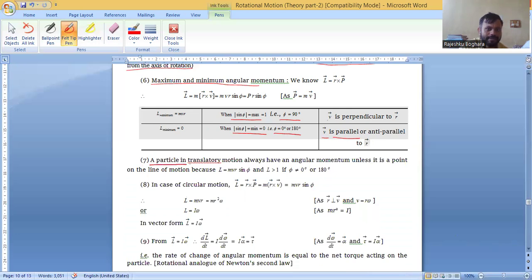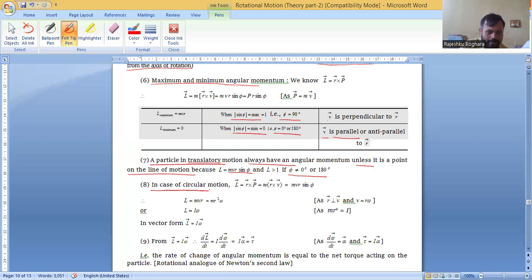A particle in translatory motion always has an angular momentum unless it is a point on the line of motion, because L equals mvr sin phi, and L is greater than 0 if phi is not equal to 0 or 180. Okay.